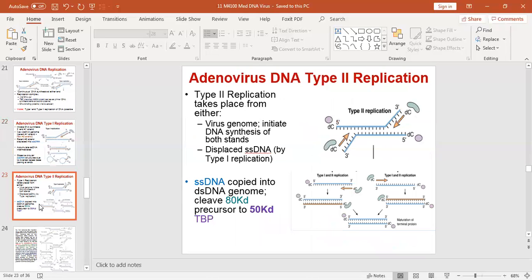Moving back to slide 23, type 2 DNA replication in adenovirus can be done in two ways. One is that both parental strands in blue serve as templates, in 3' to 5' directions, and new DNA strand synthesis goes on. Or we can use the single-stranded DNAs that we generated during type 1 replication. Those can serve as a template, so we make a complementary copy of that. We end up with a double-stranded DNA genome.